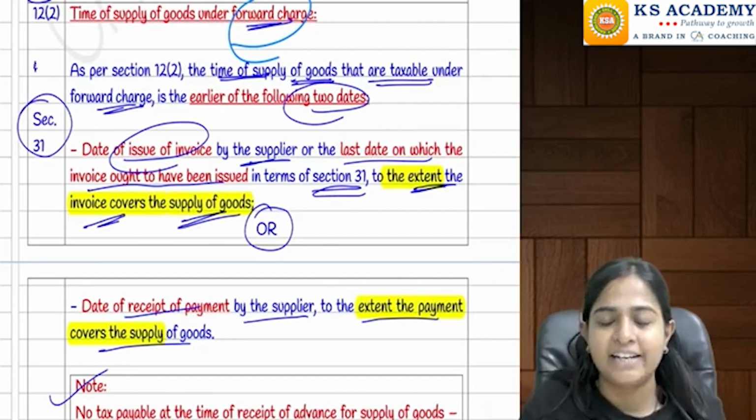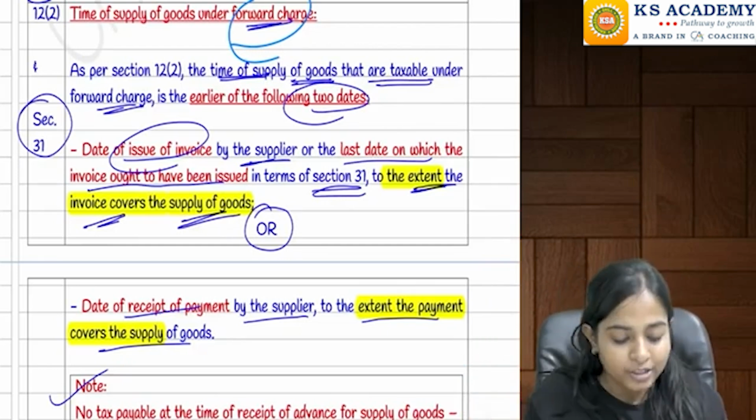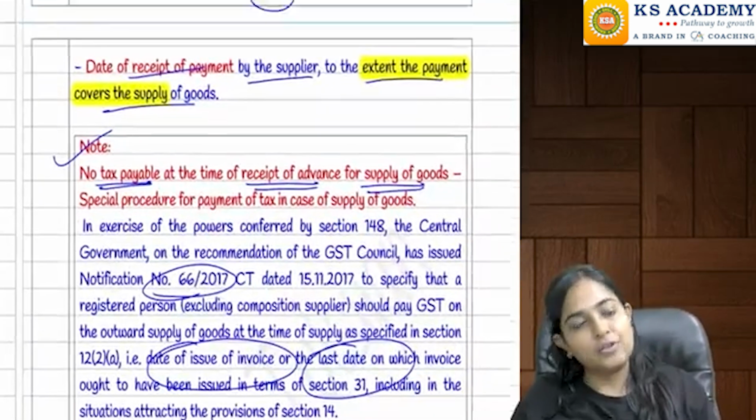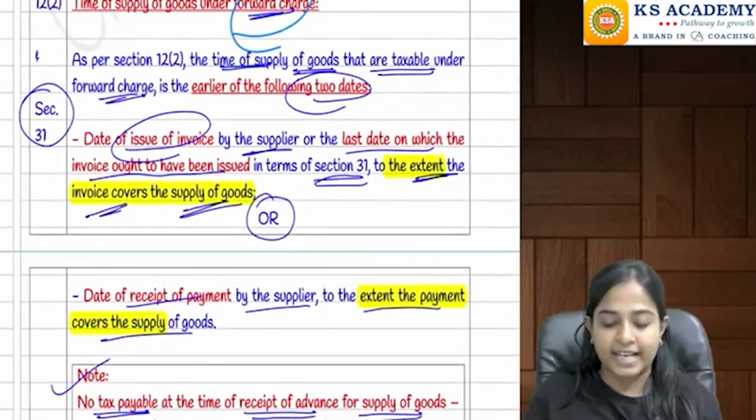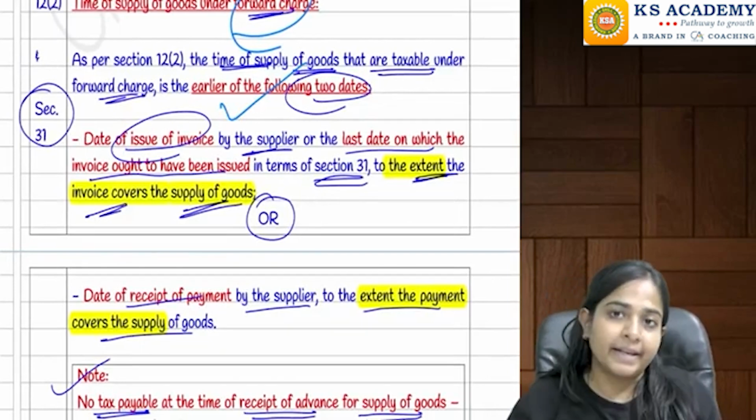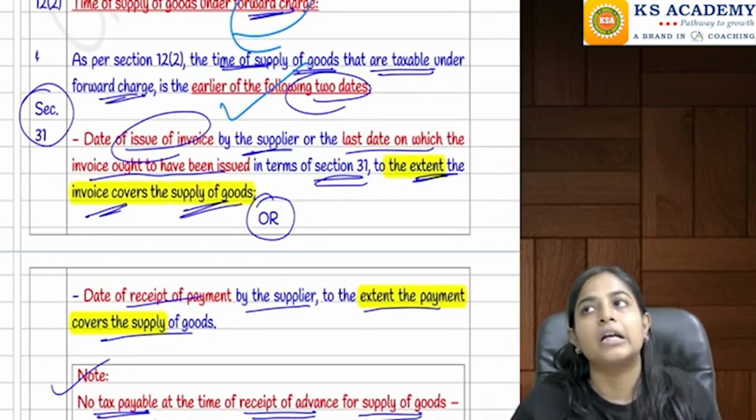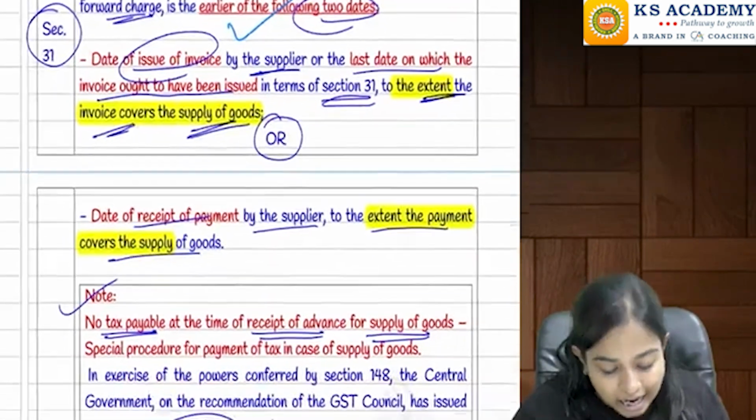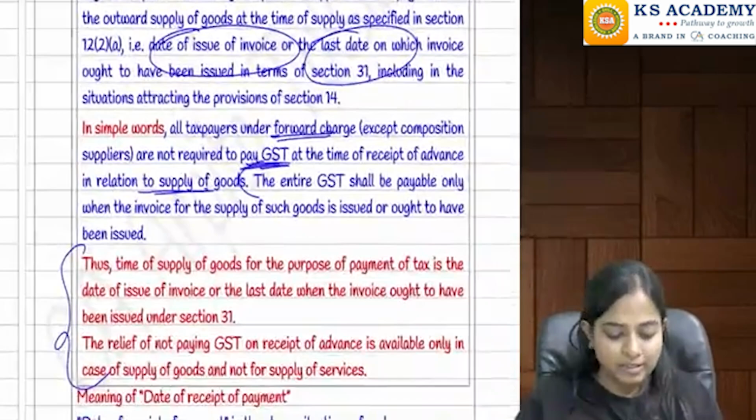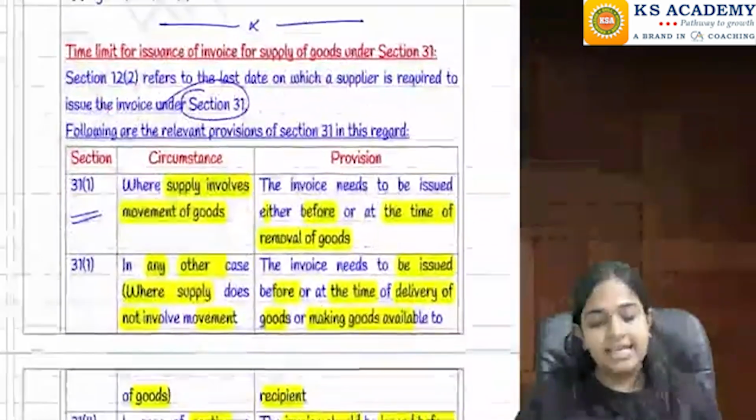Ma'am, what is the last date when the invoice should have been issued? We'll do that in section number 31. So this date of invoice or the date of receipt of payment, whichever is earlier. So the earlier of these two dates, can you see this? The earlier of the following two dates will be the time of supply. Now most importantly, let us first understand what the last date of issuing the invoice is. Then we'll come to this notification again. I'll take you to section number 31.